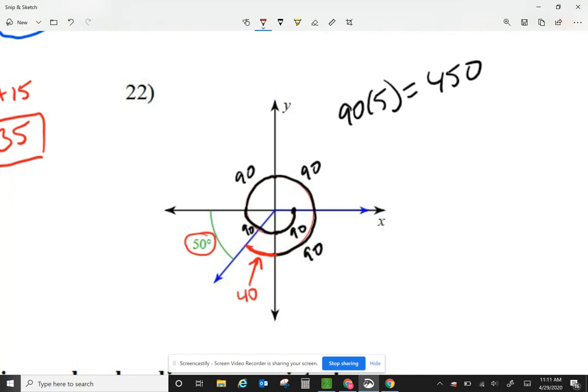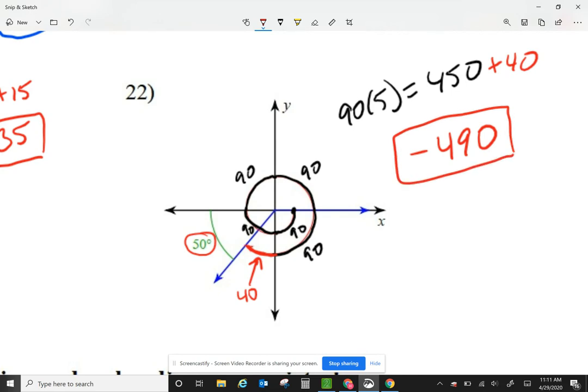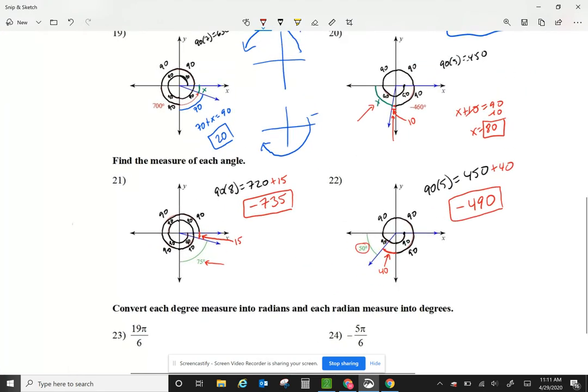So in black, I have 450. Let me add the 40 from the red. That gives me 490 degrees. My angle is going clockwise. That means it's negative 490. If it was going counterclockwise, it would have been positive.